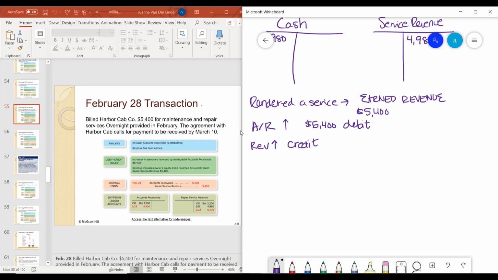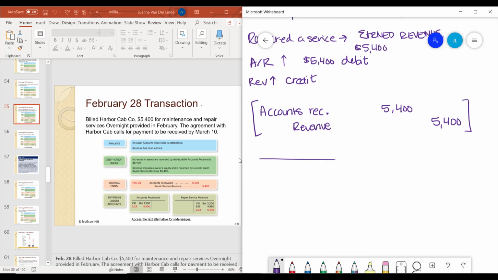Debits before credits, so I'm going to debit accounts receivable first for $5,400. Then I'm going to credit my service revenue account for $5,400. So you don't have to receive revenue in cash in order for it to be earned. As long as you've rendered the service or sold the goods, then you've earned revenue, although you might not be getting that cash right away.